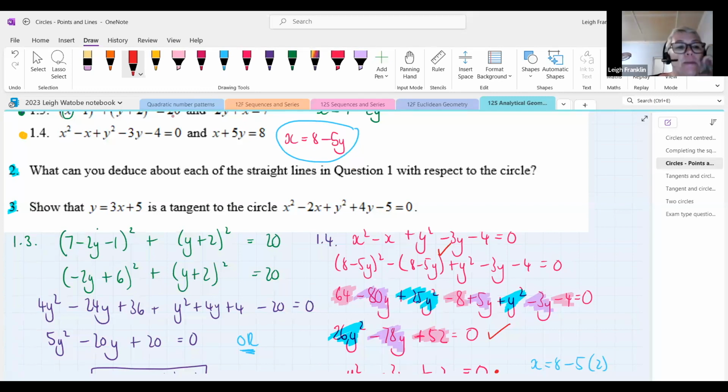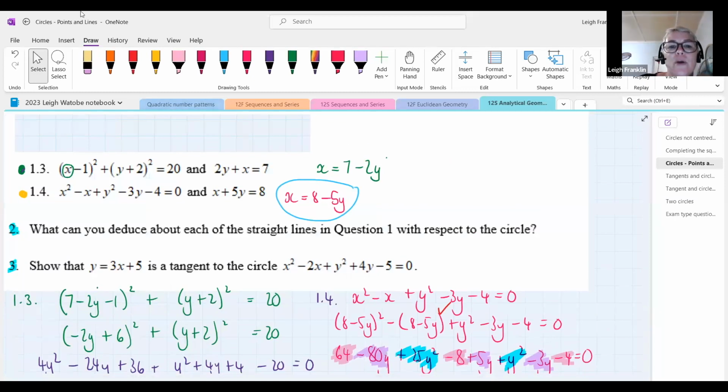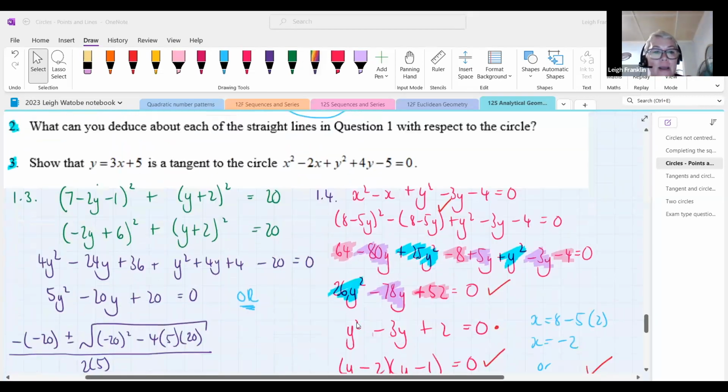Absolutely. But in this particular question, all they want you to do is prove that this line is a tangent to a circle. So if you want to prove that a line is a tangent to a circle, all you have to do is a simultaneous solution. You don't have to get it into center radius form first, and just show that there is one point of intersection. It's very similar to what we did in question 1.3. So what you would end up doing is something like this.